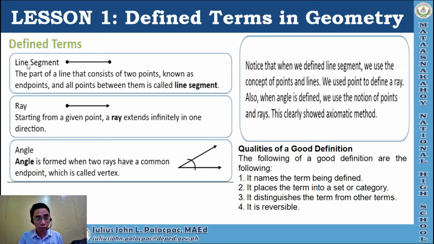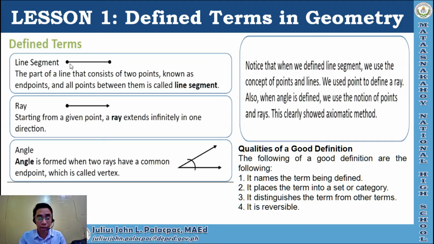Ang isang example dito ay ang line segment. It refers to the part of a line that consists of 2 points known as endpoints, and all endpoints between them is called line segment. So kung meron tayong dalawang point at pinagduktong natin, yung dalawang endpoint na yon, ang tawag doon ay point A, pwedeng point B, and then kapag may dulo sa dulo, line segment. Ang kaibahan naman ng ray, ito naman ay may starting point pero extends infinitely in one direction. Sabi ko, nagmula dito, infinitely extends to sa right.